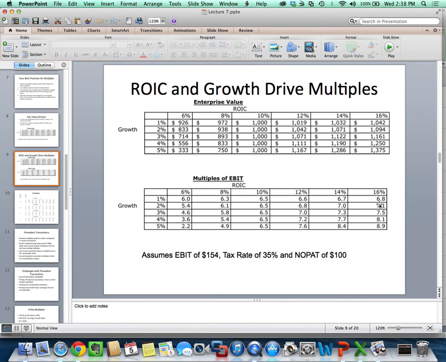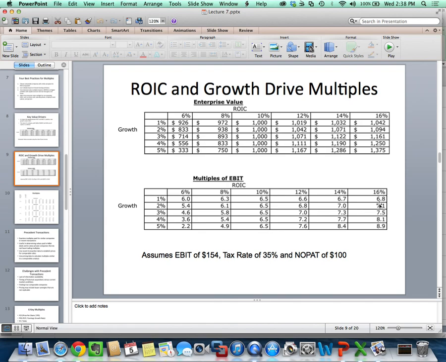So here's the other thing about multiples. Multiples give me a sense of potential ranges of ROIC and growth, but they don't tell me exactly which one the market is using. So I can infer backwards a range of growth and ROIC, but I can't tell you exactly which one they use. All right, but at least I can get some directionality.